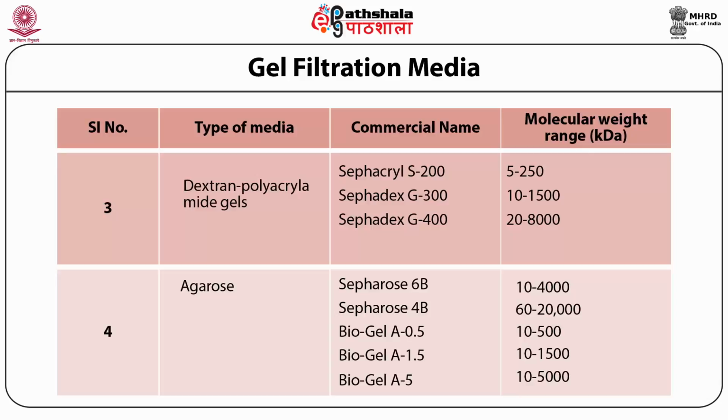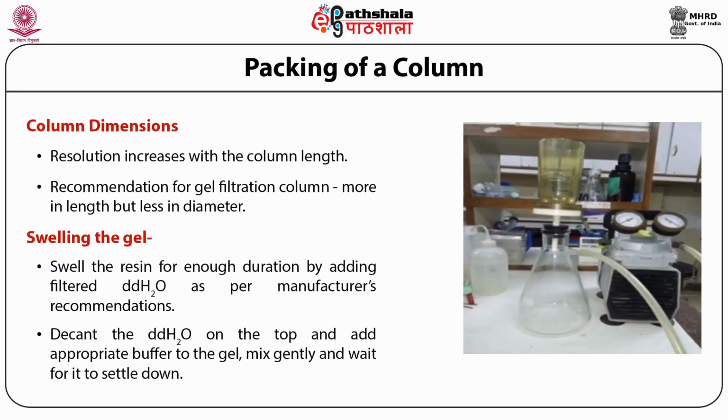A gel with a smaller range of pore size gives higher resolution, while a gel with a wider range gives lower resolution. However, the benefit of using wide range gels is in fractionation of a higher range of sizes when the molecular weight of the analyte to be separated is unknown. Packing of the column can be divided into three parts: swelling of gel, pouring of gel into the column, and equilibration of the column. Column dimensions are very important. Resolution increases with the column length. So in gel filtration chromatography, the column length should be large.